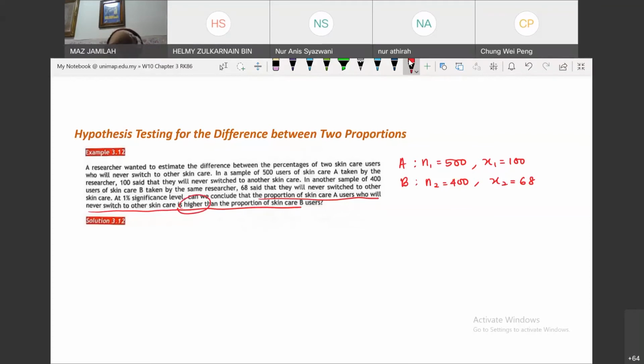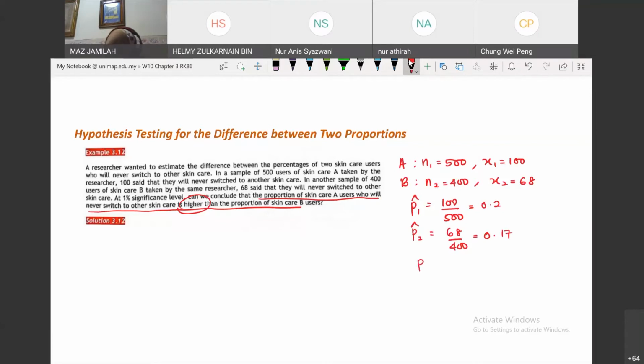So let's find P1 hat, P2 hat, and the overall P hat. P1 hat is equal to 100 over 500, which is equal to 0.2. P2 hat is equal to 68 over 400, which will be equal to 0.17.